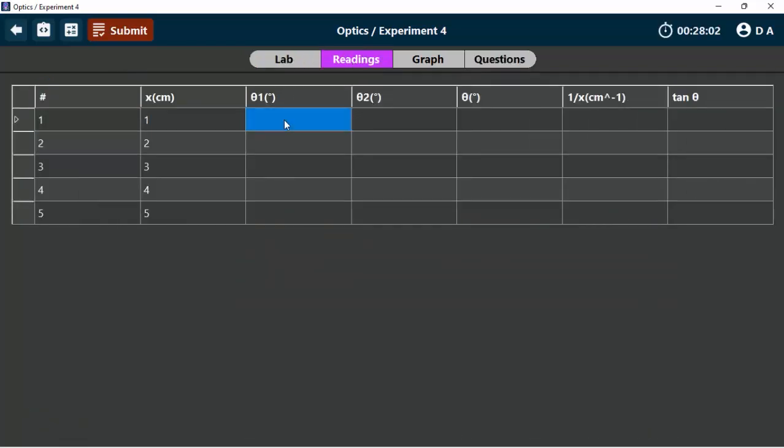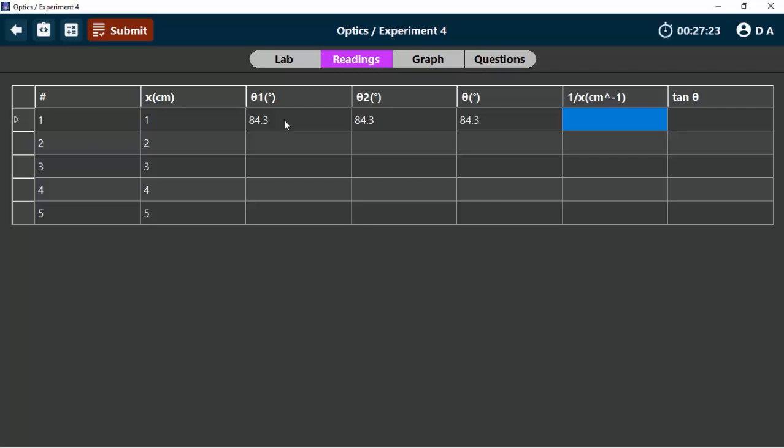So after taking the reading, the angle theta 1 is roughly 84.3. Then theta 2 is also roughly 84.3 as well. Then theta is the same thing, 84.3. You may have slightly different results due to inaccuracy, but you expect to have very similar results. Ideally theta 1 and theta 2 should be exactly the same, but if they are slightly different, that's still acceptable.